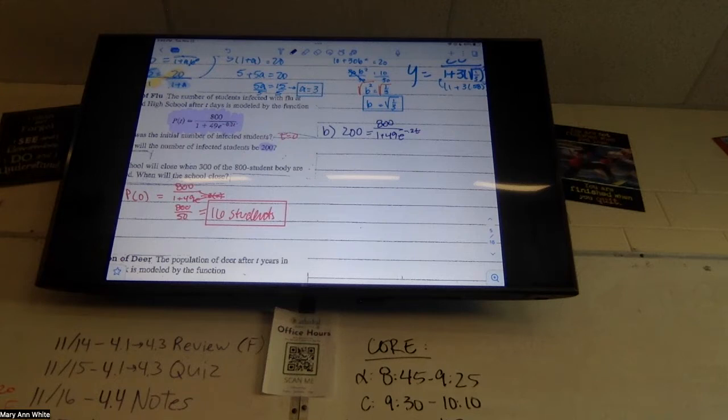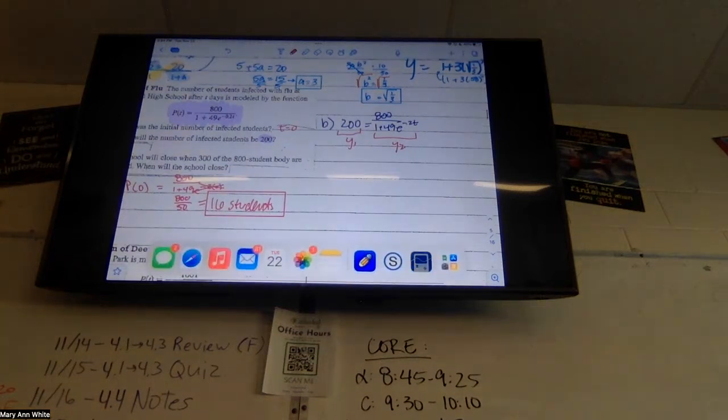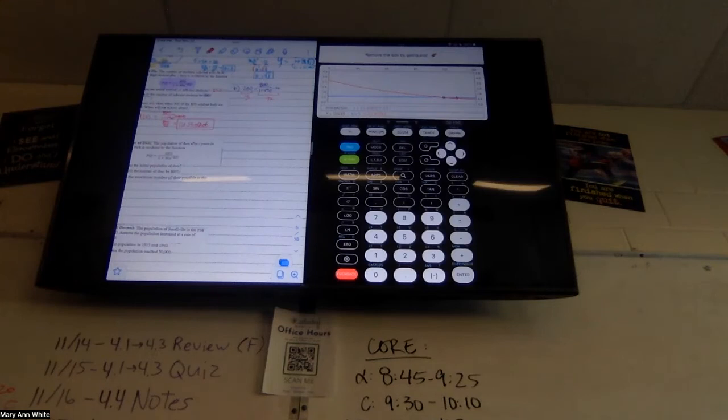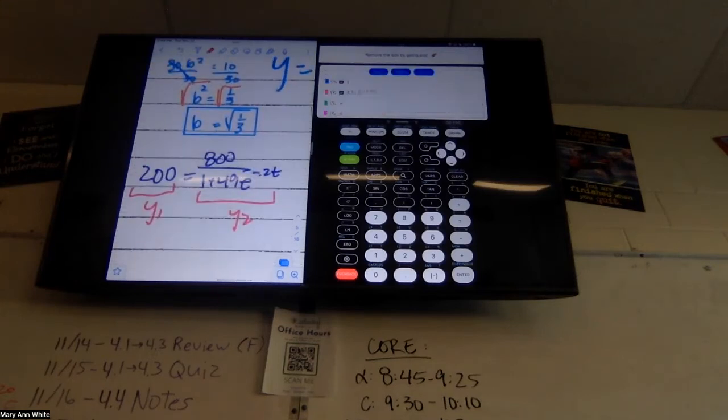Eventually, I'll teach you how to solve something like this by hand, but we don't have to, and let's work smarter, not harder. So I'm going to plug one of these in for y1. I'm going to plug the other one in for y2. We're going to do a lot of graphing today, so be comfortable with this.